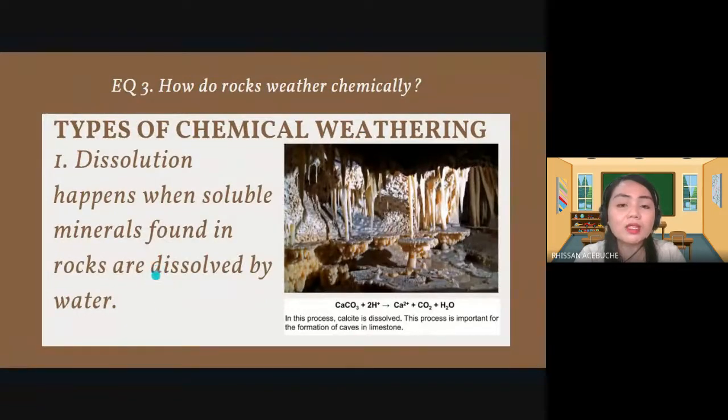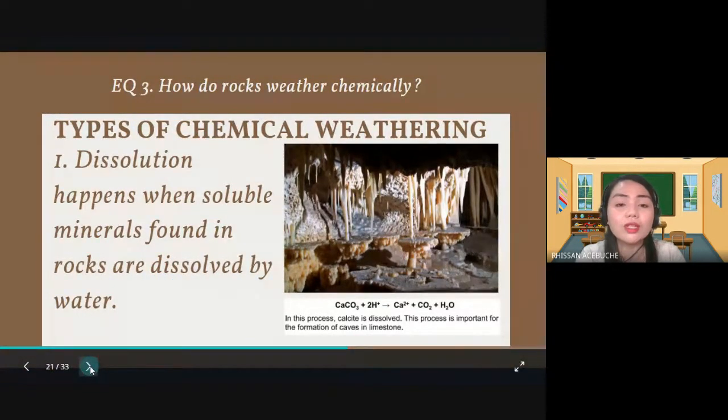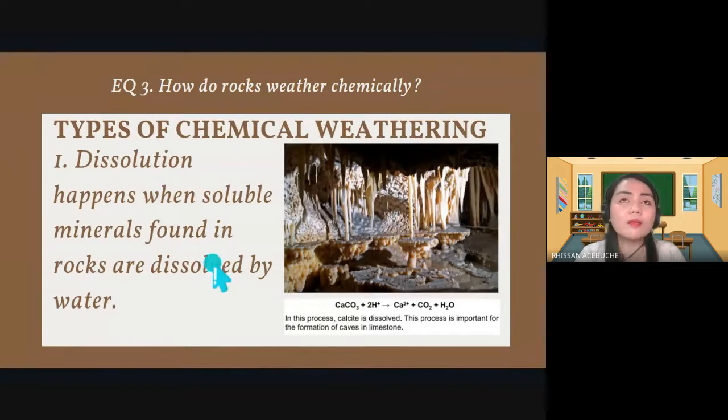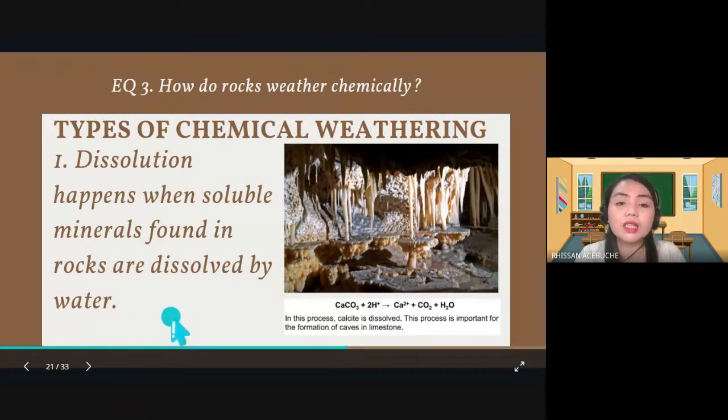So what was assigned to them? Assigned to them was the types of chemical weathering. So there are 3 types. So the first one is dissolution. Dissolution is from the term itself. Dissolution came from the word dissolve, right? So when the minerals in rocks are dissolved by water, there are changes in its composition.